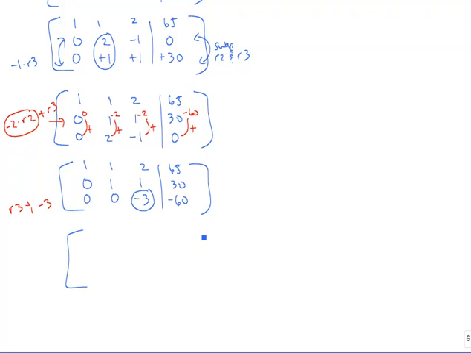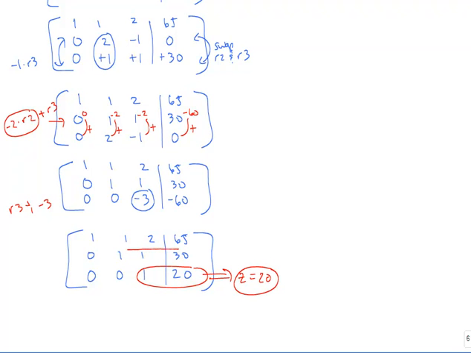So final matrix, 1, 1, 2, 65. 0, 1, 1, 30. And then finally dividing through by negative 3 all the way across the bottom row, we get 0, 0. Negative 3 divided by negative 3 is 1, and negative 60 divided by negative 3 is 20. So we have all our 1s, all our 0s, we're ready to get our solution. So right here, we have z. z is 20.